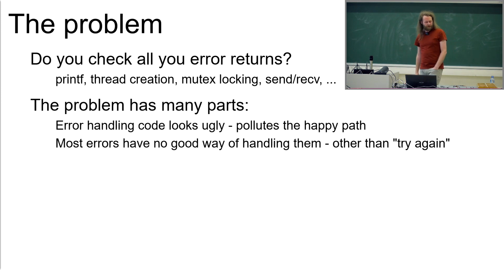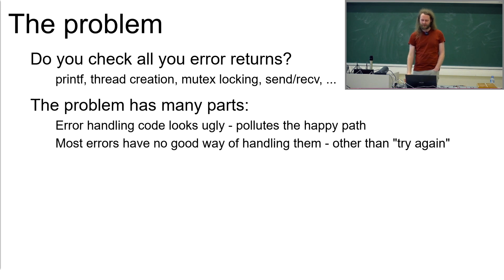And the other part of the problem is that most errors don't really have a good way of handling them. So what happens if you're trying to lock a mutex and it didn't work? What do you do? Well, what did you do? You don't even remember, right? That's actually a perfectly good result. That's a perfectly valid result.